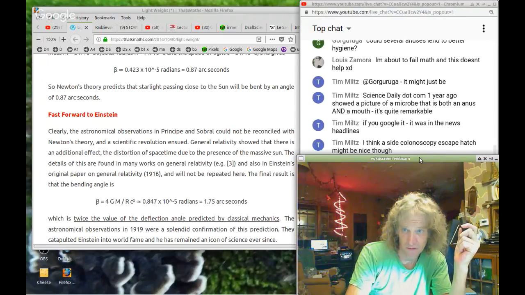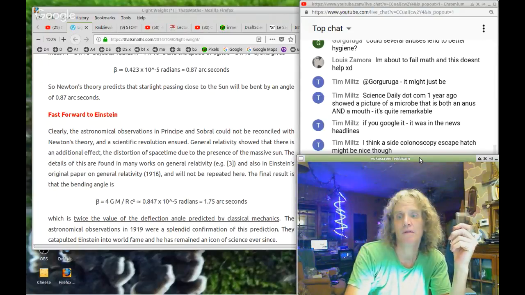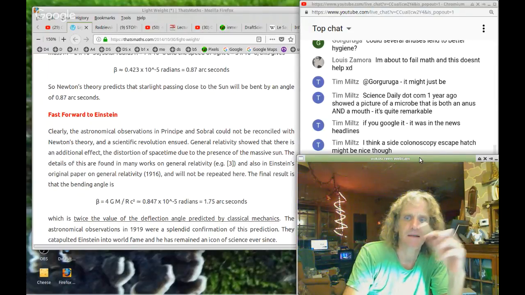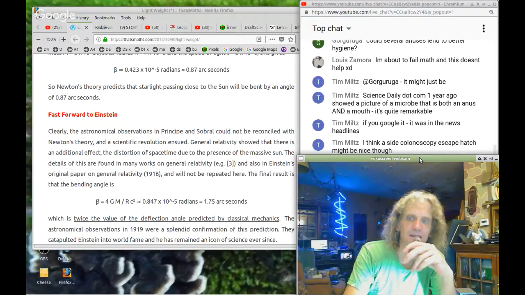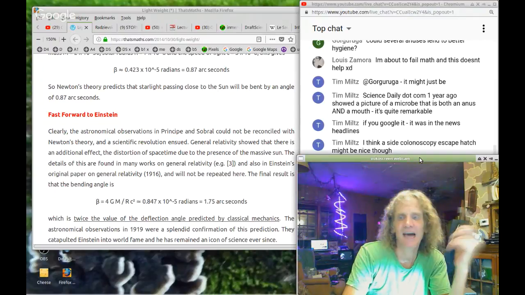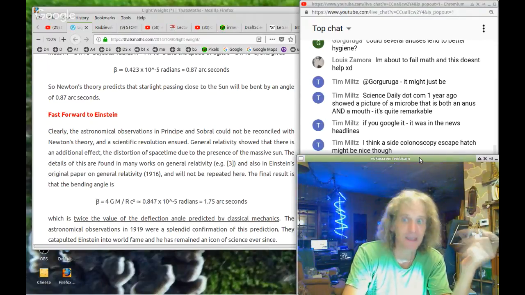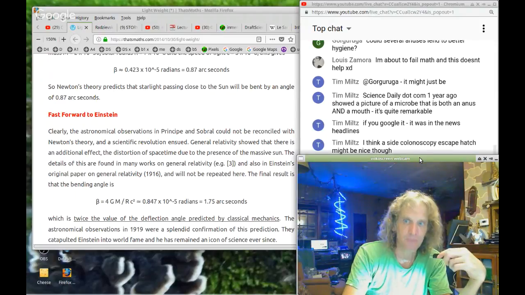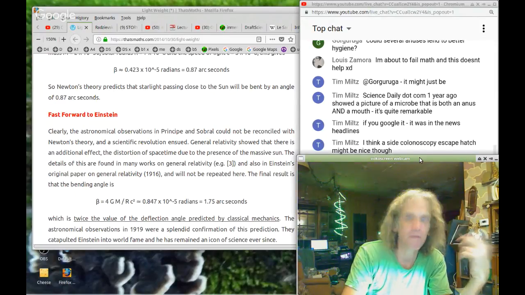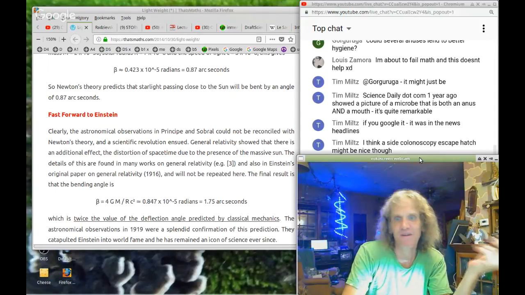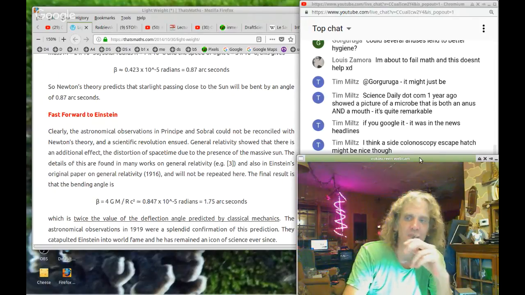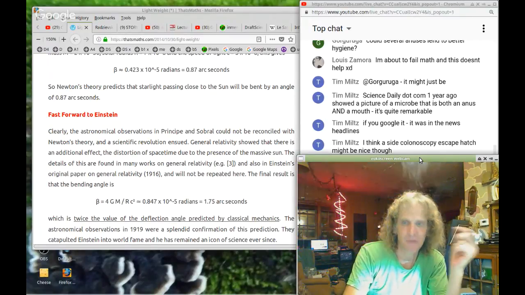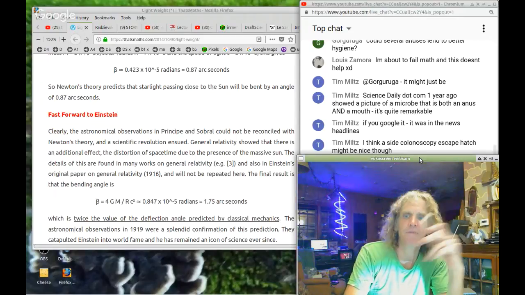ScienceDaily.com a year ago showed a picture of a microbe that is both an anus and a mouth. Quite remarkable. Well, that just sounds kind of like a gimmick. I mean, obviously owls have that in a way, right? An owl eats something, its gut pulls the fur off, and then it just pukes out the fur. So, I mean, it's sort of anal mouthy. Yes, I'm not Googling it. Doesn't sound nearly as cute as owls barfing up mouse fur.